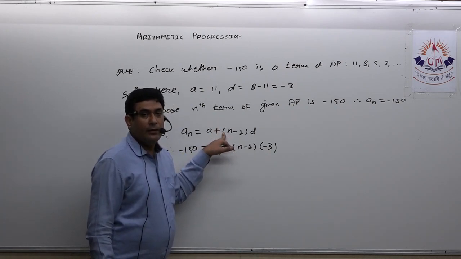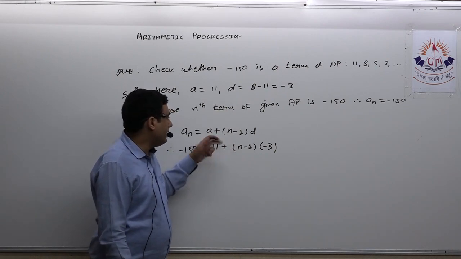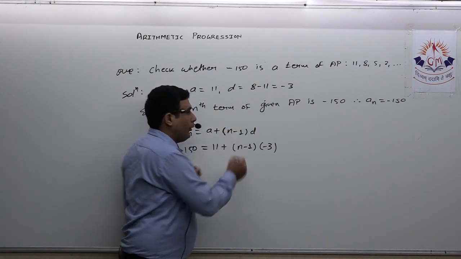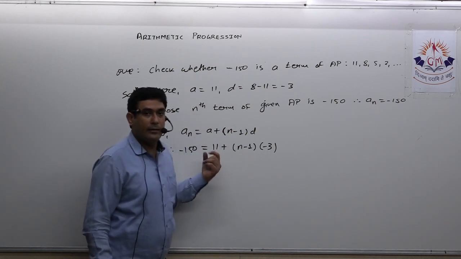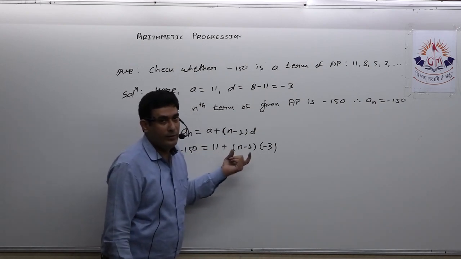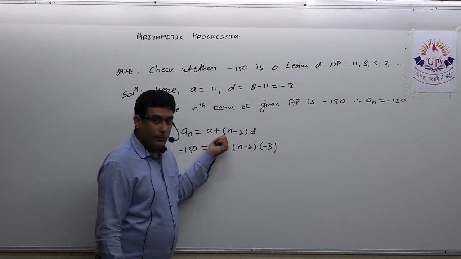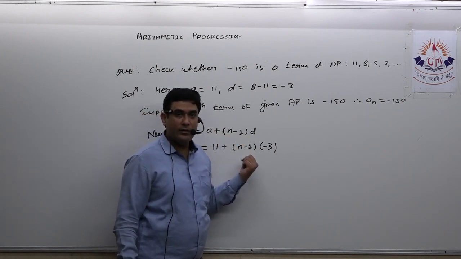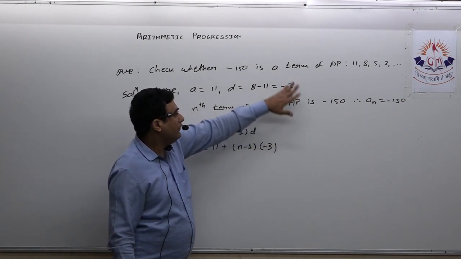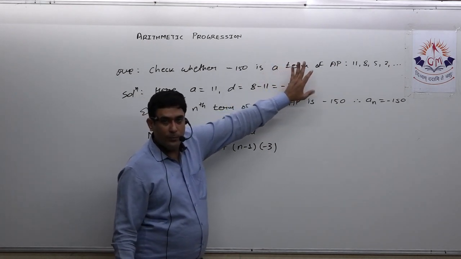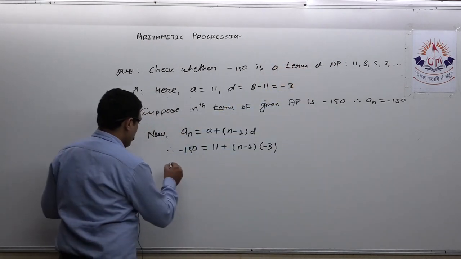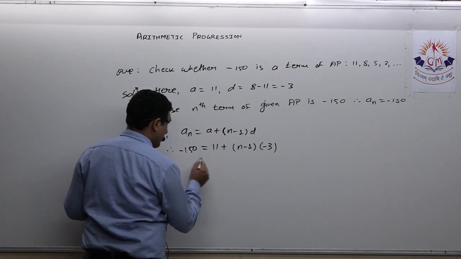It cannot be in decimals. No, we can't say that I stood 3.2 rank. I can't say that my rank is minus 17. So n must be a natural number. If n is a natural number, minus 150 will be that particular term of the AP. So let us see how to solve this further.